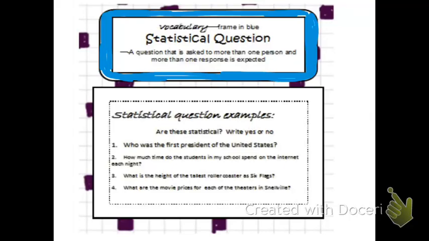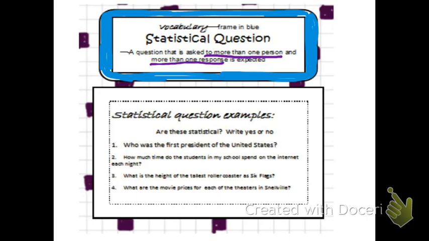Okay, so it's useful for us to know whether a question is statistical or not to decide whether it's important for us to ask to a group of people. A question is statistical if you can answer yes to the following two statements. It is asked to more than one person, and you expect more than one answer, more than one response. You have to do both of those things in order to make it statistical.